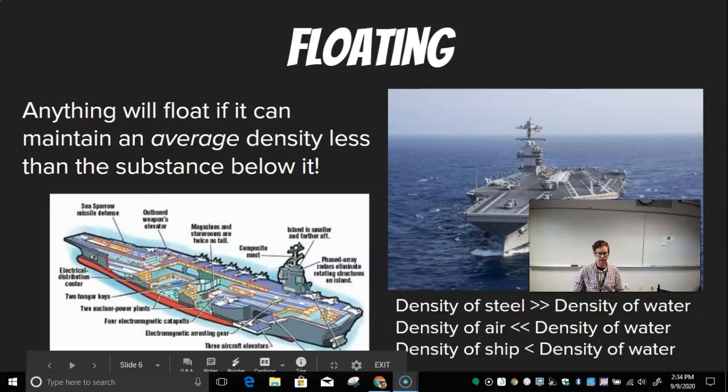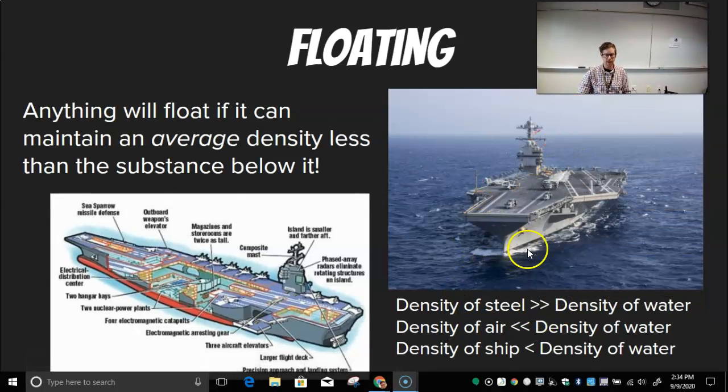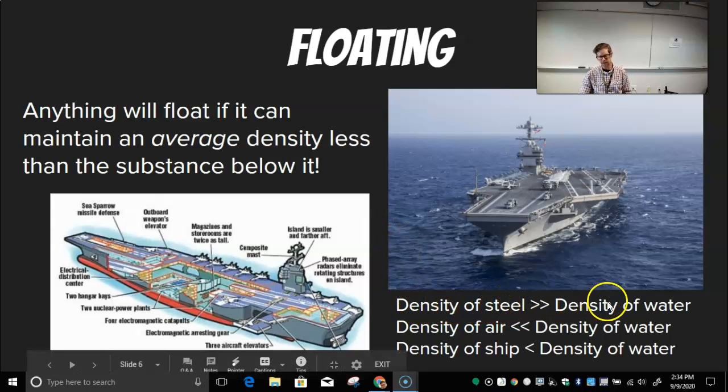So here we can connect it back to our impressive aircraft carrier. Anything will float if it can maintain an average density less than the substance below it. So this ocean water has some density, and we know the density of steel is much bigger than that. The density of steel is something like 9 times bigger than the density of water.